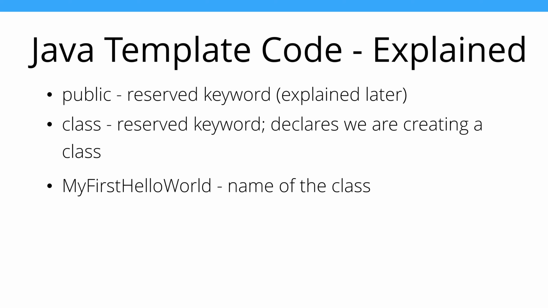So that public word that you saw there, it's what we call a reserved keyword. We'll explain more about this later, but essentially a reserved keyword is something Java reserves for a specific meaning. So you're not allowed to use this in any other context. You also see the word class. This is also a reserved keyword. It says, hey, we're going to create a class. And then right after that keyword class, we have our class name. For our class, we called it MyFirstHelloWorld.